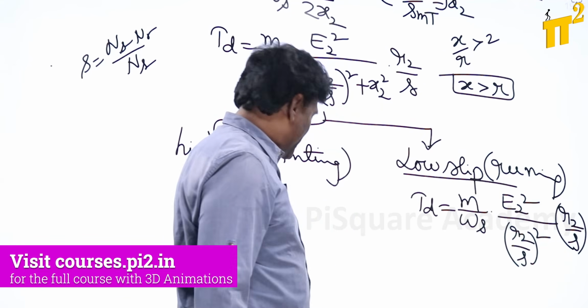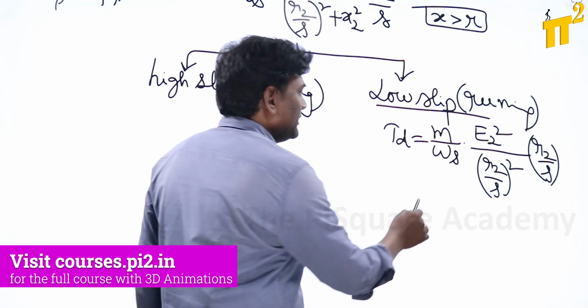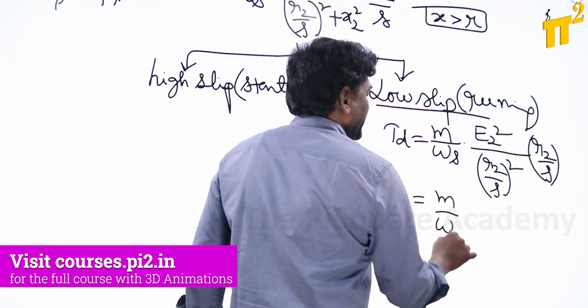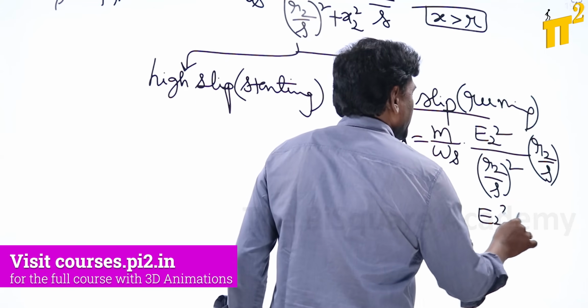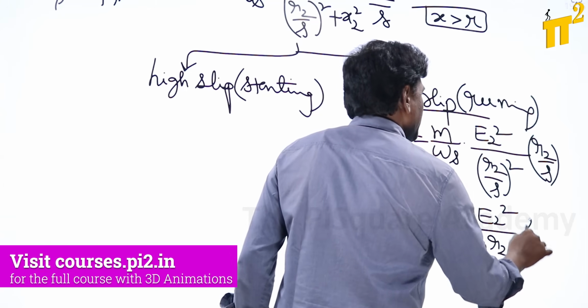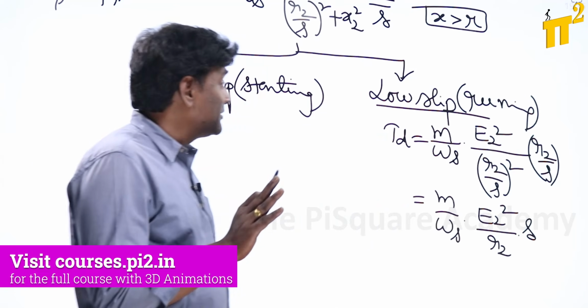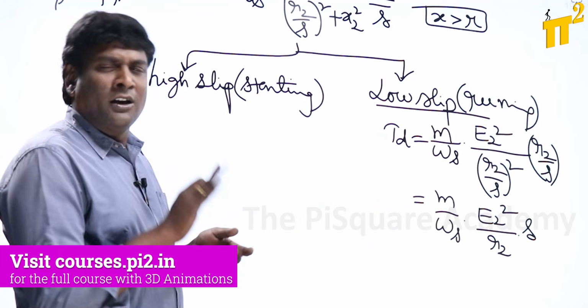So R2 by S and R2 by S is going to be cancelled, such that this is going to be m by omega s into E2 square by R2 into S. Okay, stay tuned, because multiple times you do this mistake, or most of the guys.